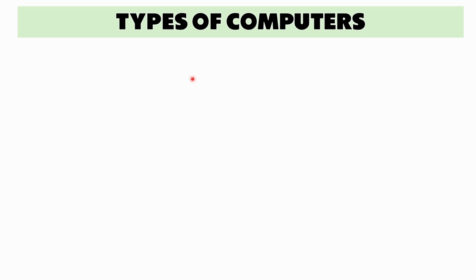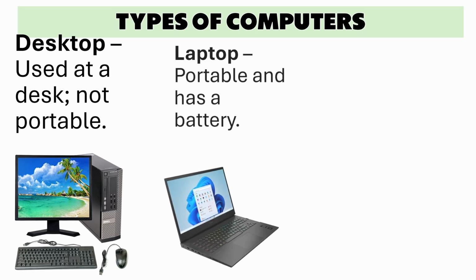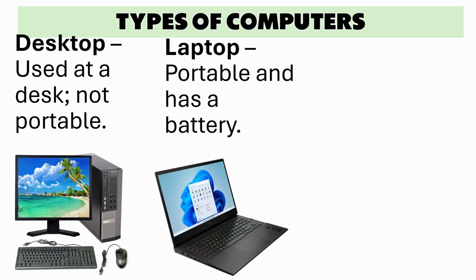Now, let's look at the different types of computers you might already know. First one is desktop. Used at a desk, not portable. So a desktop computer is what you often see in offices or computer labs, and it's not portable. Next one is laptop. A laptop is portable and has a battery, so you can bring it anywhere.